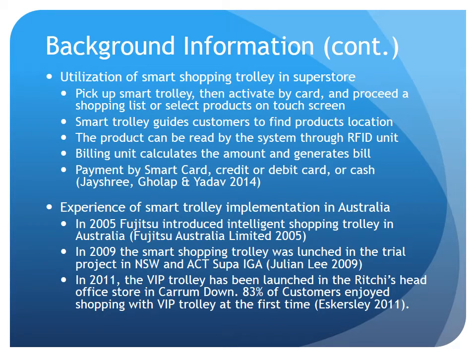When customers go into the supermarket, first of all, they pick up a smart shopping trolley. Then they can activate the trolley by using the smart card that they receive after registration. For new customers, there is no need to activate by card if they have not registered. Just click the start button on the touchscreen. Then they can set a plan of shopping or select products on the LCD touchscreen. The smart trolley guides the customer to find the products they want.